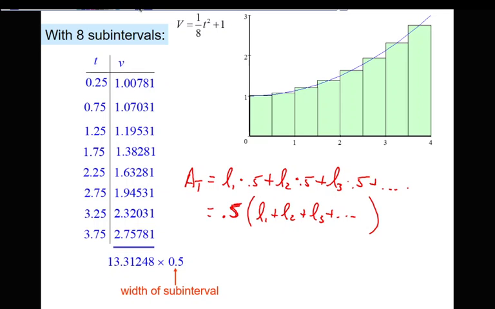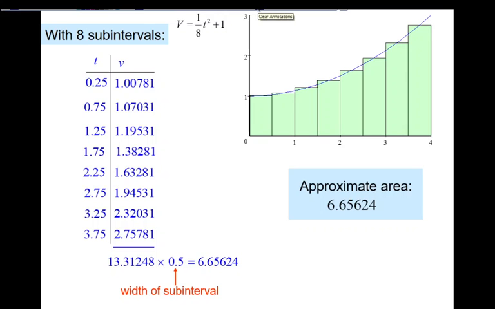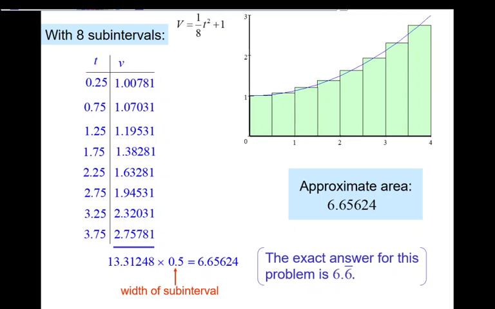And then when I do that, I get my total area, which is 6.6 as my approximate area. Now, the exact answer, if I actually had a calculator or a computer do this and made my rectangles even smaller and smaller, you would find that the exact answer for this problem is 6.6 repeating, or 6 2/3. So you can see that although it's just an approximation, that approximation is pretty close.